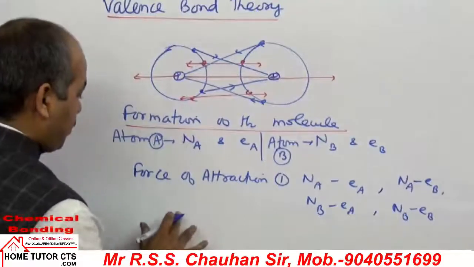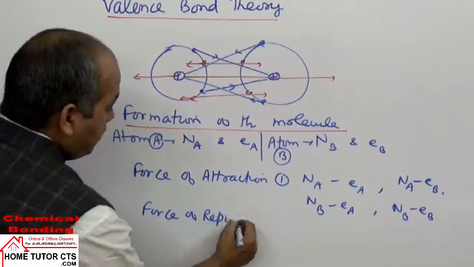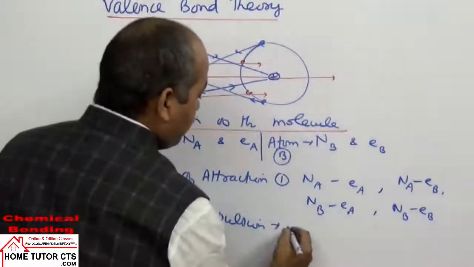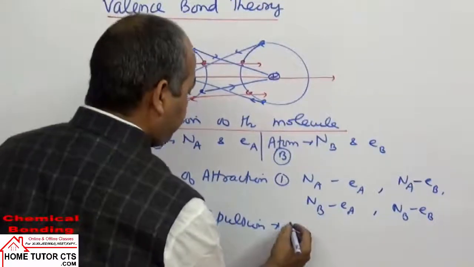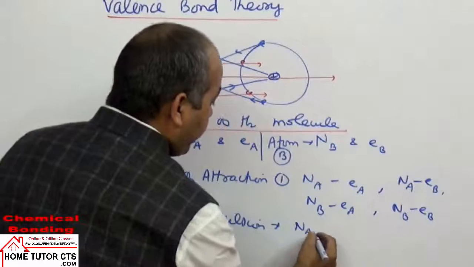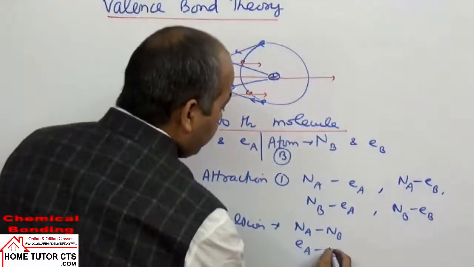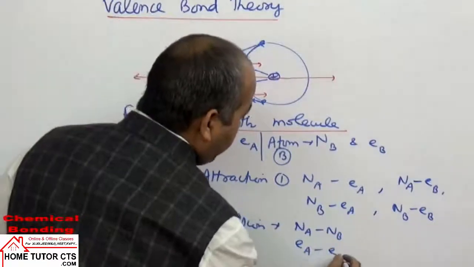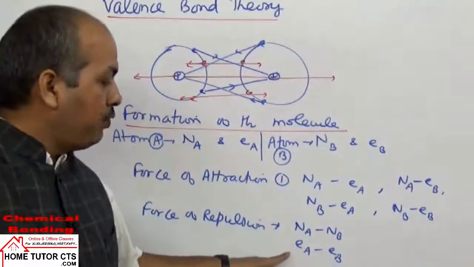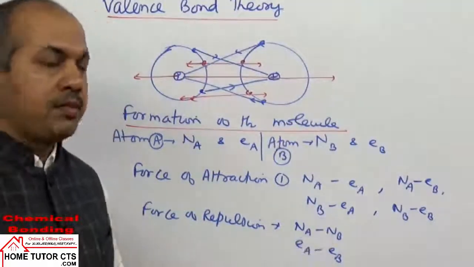Now what about repulsive forces? What are the forces of repulsion? Repulsion force can be taken between the nuclei Na and Nb, they repel. Electron Ea and electron Eb also repel. Electrons of the separate atoms repel, and also the nuclei of the two atoms repel.